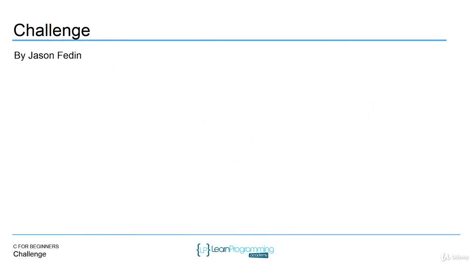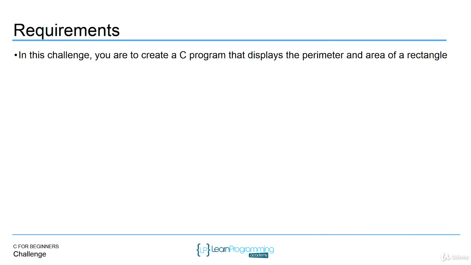This challenge assignment is going to test your understanding of data types and variables, more or less. So what I would like you to do is write a program that will display the perimeter and the area of a rectangle.